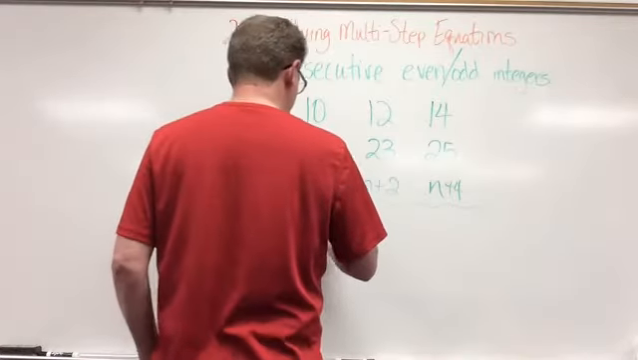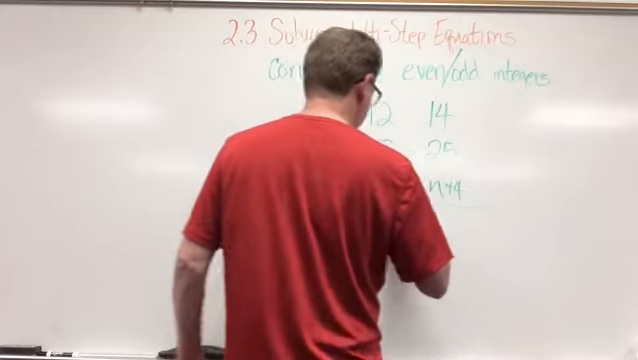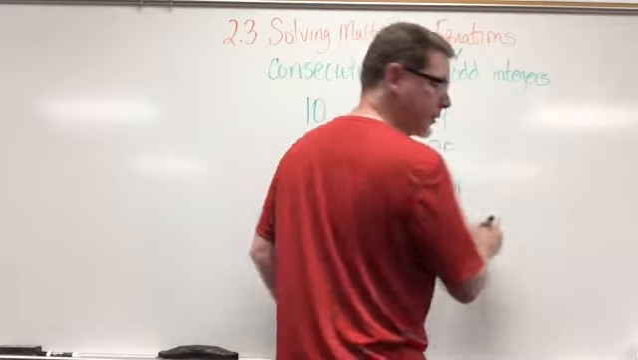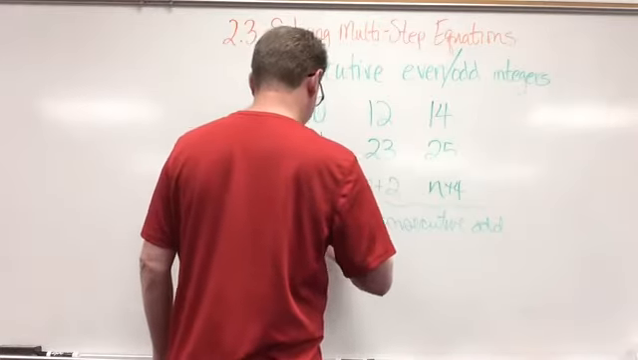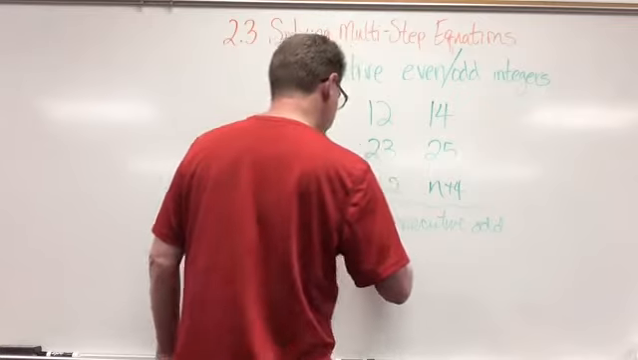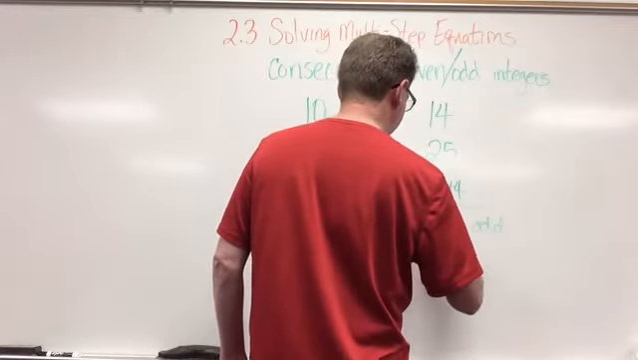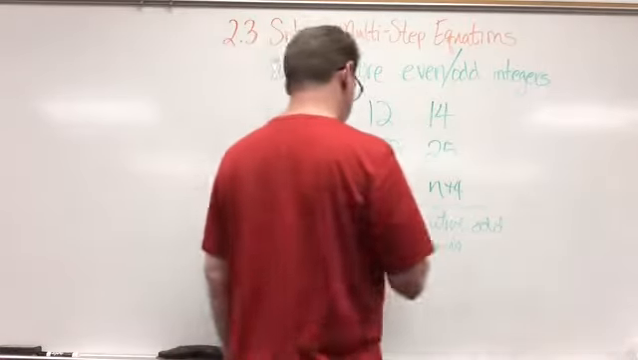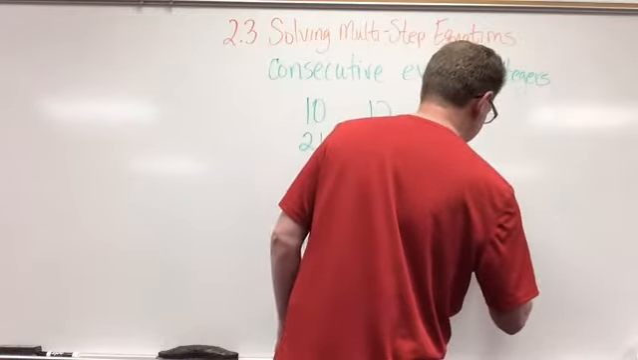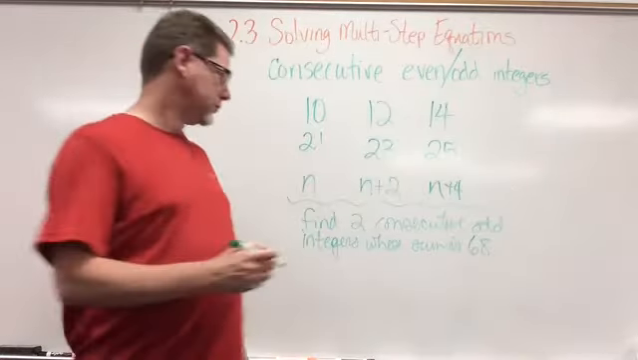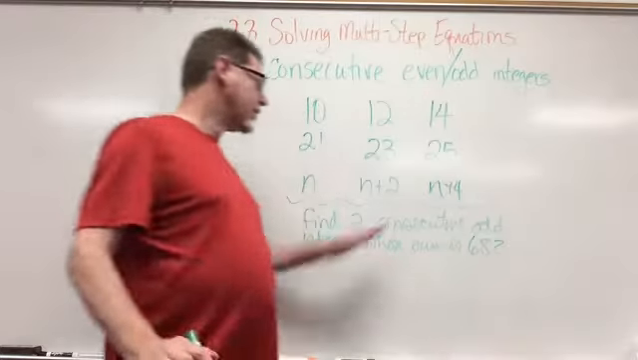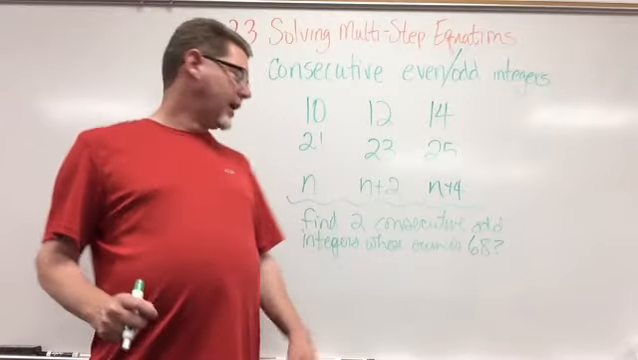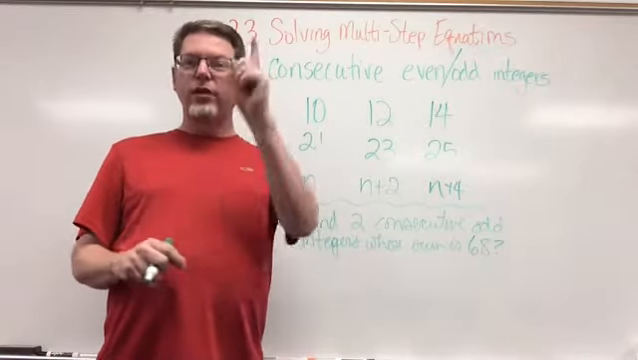Okay? Find two consecutive odd integers whose sum is, let's say, 68. Okay? So I know I've got consecutive, and they're going to be odd. And there's going to be two of them. Okay? So we've got the first one and the second one.